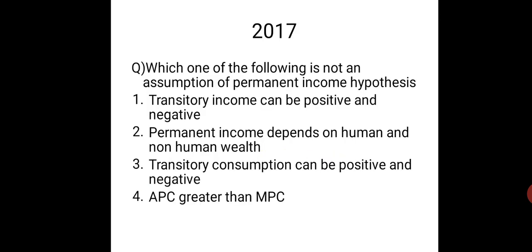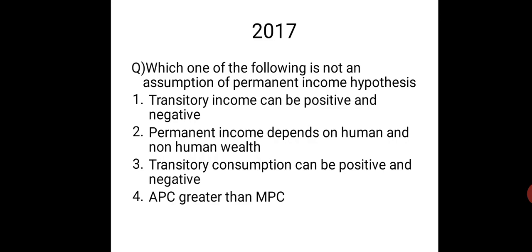So coming back to the question, first assumption, transitory income can be positive and negative. Yes, that is an assumption of Milton Friedman. And you need to understand that they are asking which is not an assumption. So one cannot be the answer. It is an assumption. Permanent income depends on human and non-human wealth. Actually, that is also an assumption of Milton Friedman's permanent income hypothesis, because he said that permanent income is what we actually get every month, or it's an anticipated income. Human wealth is basically the regular income, and non-human wealth depends upon our skill, training, and all other economic activities done by the person. So yes, that is also true.